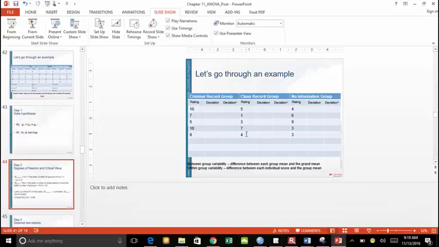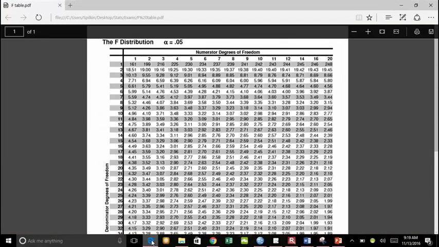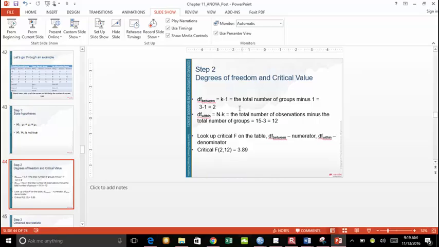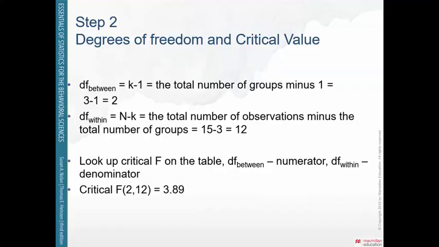of freedom. And if you go over here to your F table, we've got 2 for the degrees of freedom between, that's always the numerator, and 12 down here, which is degrees of freedom within, that's the denominator. And so with 2 and 12 degrees of freedom, we're at 3.89 as our critical value. Okay, so there's our critical F of 3.89.